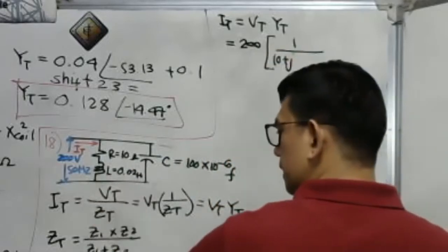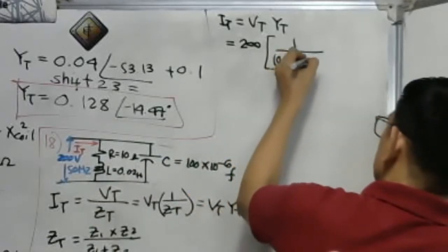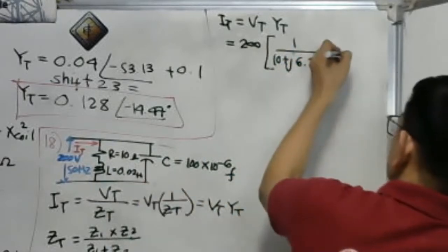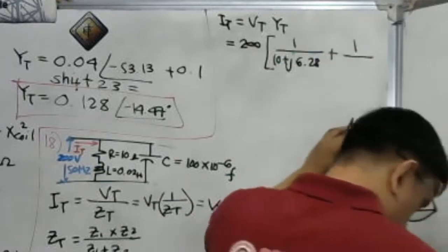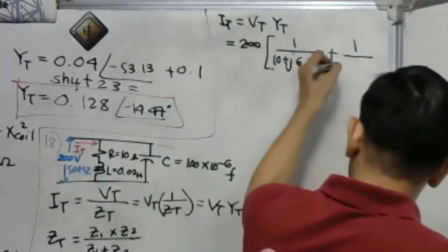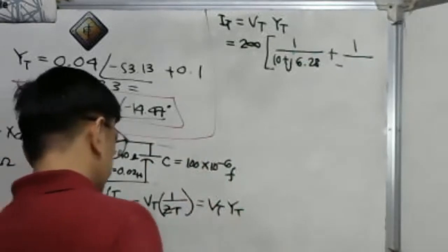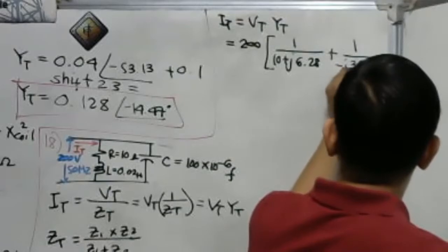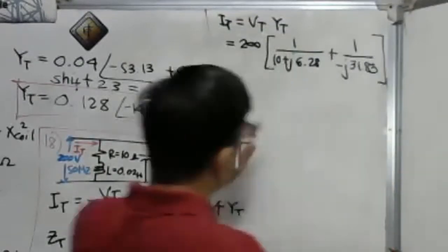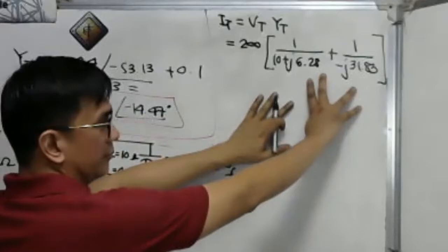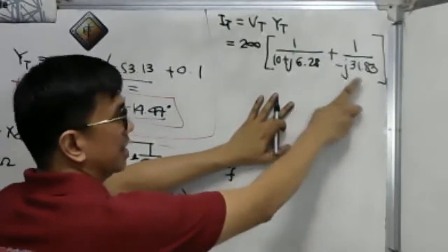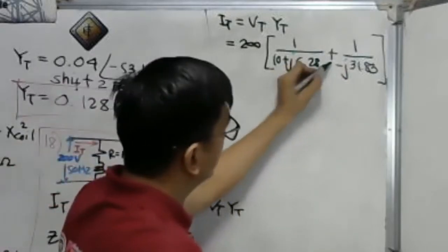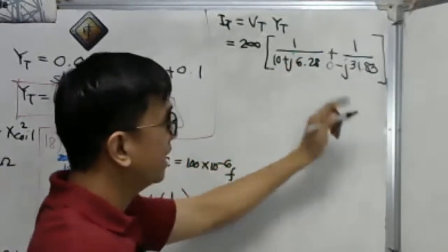What is our X sub L here? X sub L is 6.28. Then, plus our X sub C here. So, that will be 1 over, it should be minus because that is a capacitor, right? Negative 31.83. This portion, I explained earlier. Of course, if that is negative, you also press negative on your calculator. So, convert this. It will come out as 0 minus J 31.83.